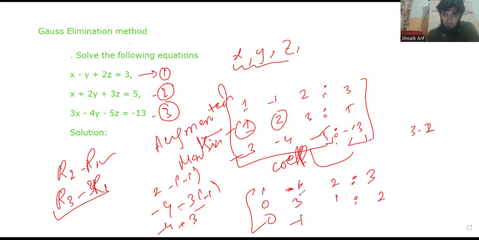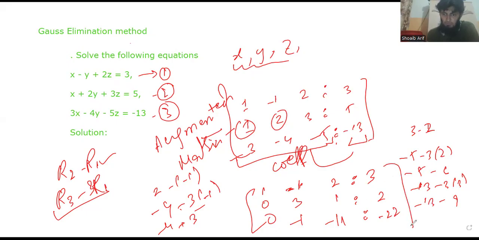We write minus 1. So in the place of this number minus 5. So minus 5 minus 3 into R1, 2. So minus 5 minus 6, and this is minus 11 in this place. And for minus 13, minus 3 into 3, minus 13 minus 9. So minus 13 minus 9, minus 22 in this place.